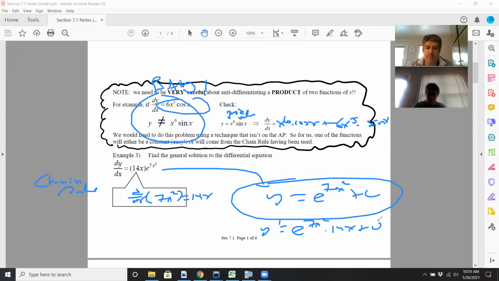And this will be the last example I'll do, and we'll end it right there for today. Then we'll pick this up again on Thursday.